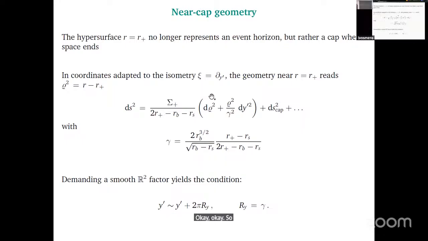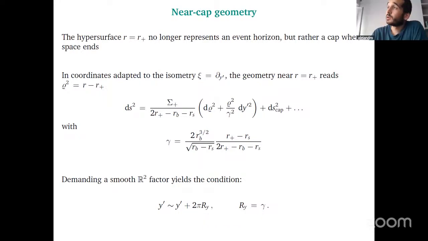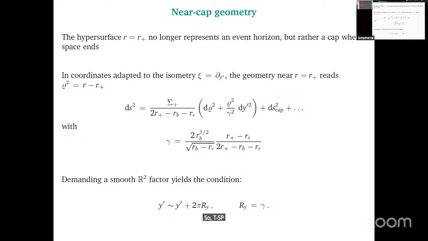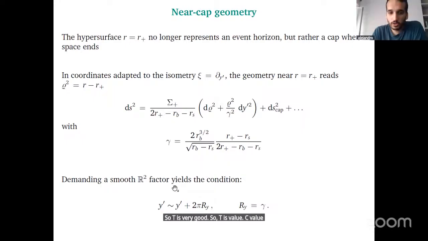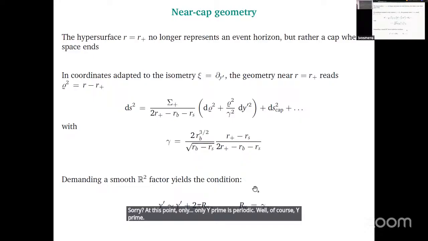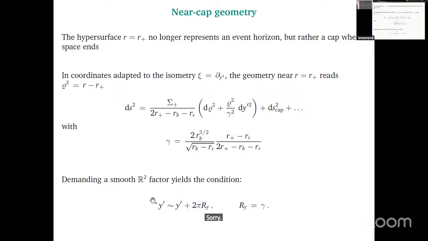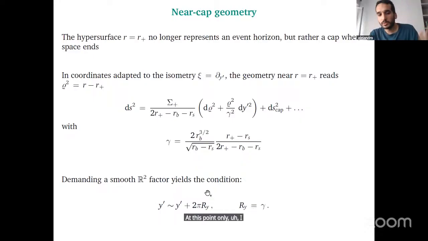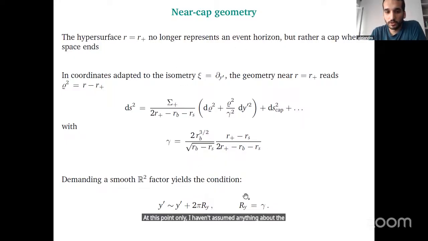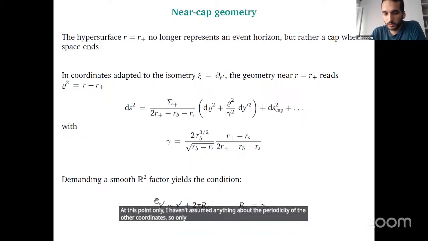So t prime is periodic? T prime, no, t prime is not periodic. So t is periodic then? If t prime is not periodic... At this point, only y prime is periodic. Well, of course, phi prime. At this point, I haven't assumed anything about the periodicity of the other coordinates. So only y prime is periodic.